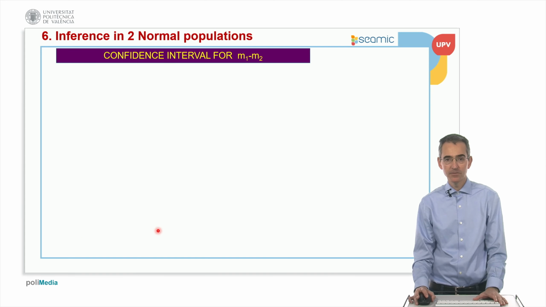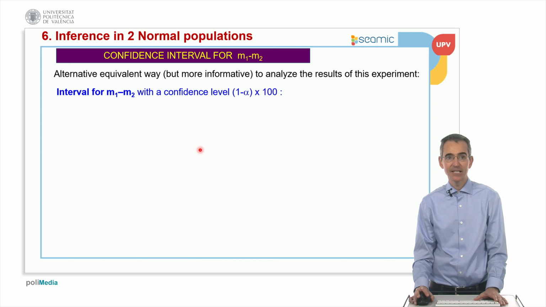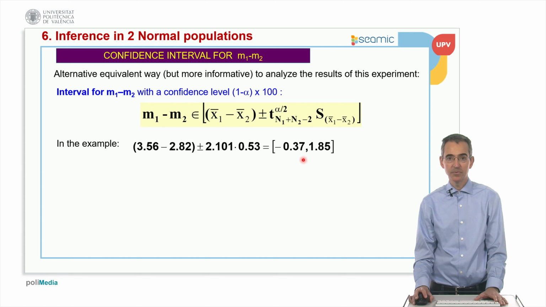Also, based on the formulas of the previous slide, we can obtain a confidence interval for the difference m1 minus m2. This would be an alternative way, but more informative, to analyze the results of this comparison. m1 minus m2 belongs with high probability to this interval. This is the same formula that I explained in the previous slides. In this example it would be from minus 0.37 to 1.85. In this particular case, we have to check whether the value 0 is inside.